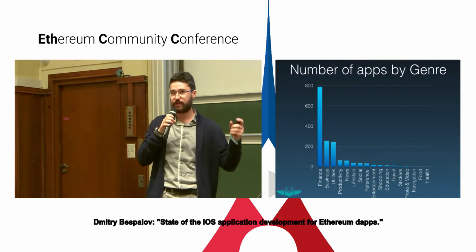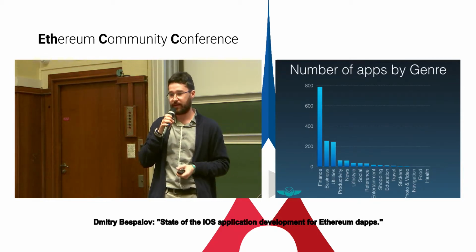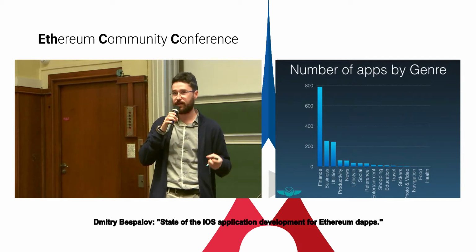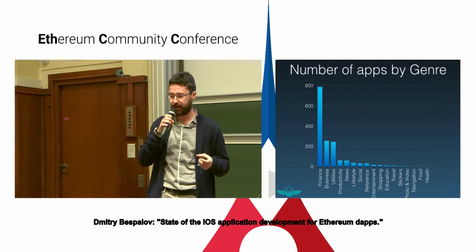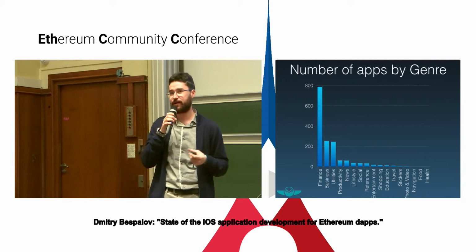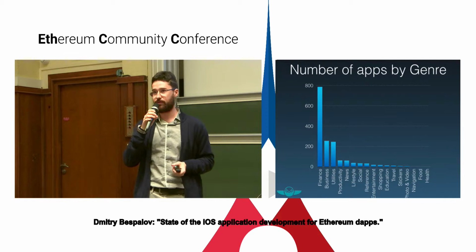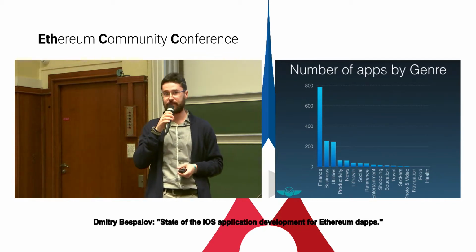Now, if we chart those 933 apps by category of the App Store, most of the apps are in the finance category. The next two, business and utilities, are usually also apps related to finance. And so you see an almost negligible amount of other categories presented on the App Store.